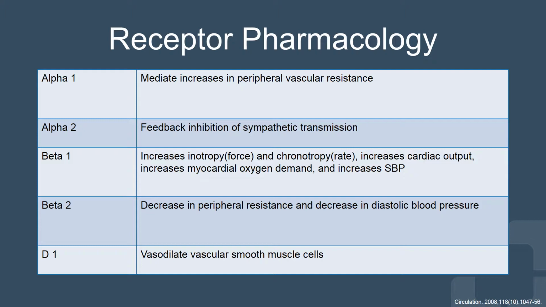Now, this is important, especially when you have true beta agonists like dobutamine. You may see an increase in force and chronotropy, or rate, with the beta-1 function, but you also may see a subsequent small drop in blood pressure with those beta-2 properties. Now, dobutamine is not one that we will be discussing today, but keep in mind that those properties are there. And then lastly, we have the D1 receptor, or the dopamine receptor, which will come into play when we talk about dopamine as a vasopressor, and that aims to vasodilate vascular smooth muscle cells.